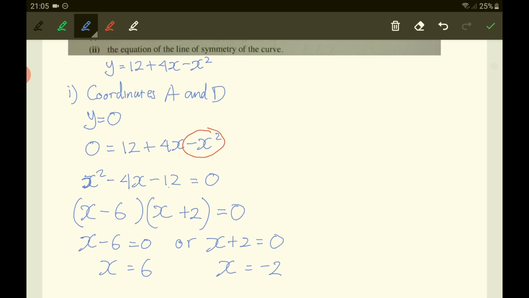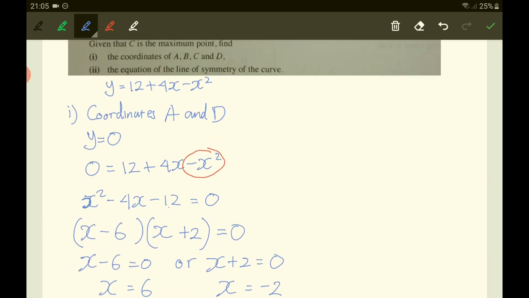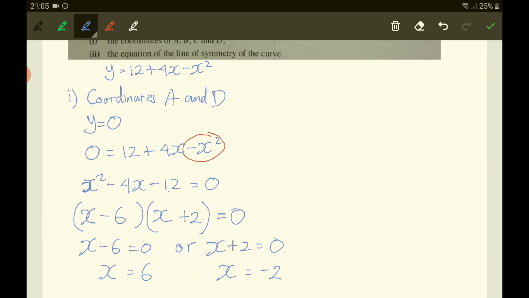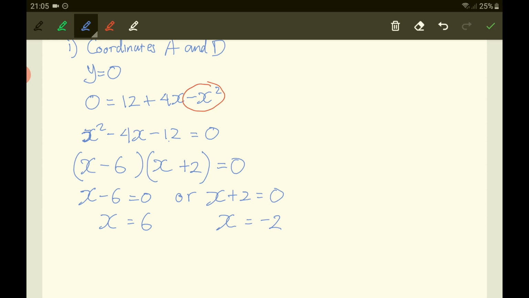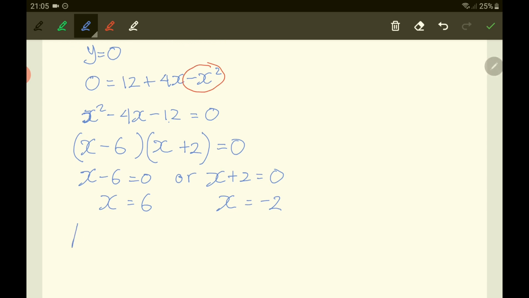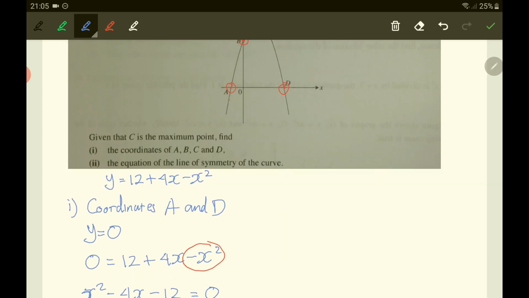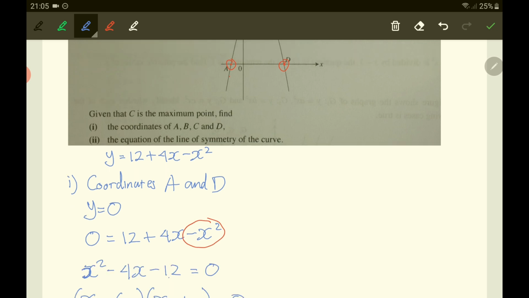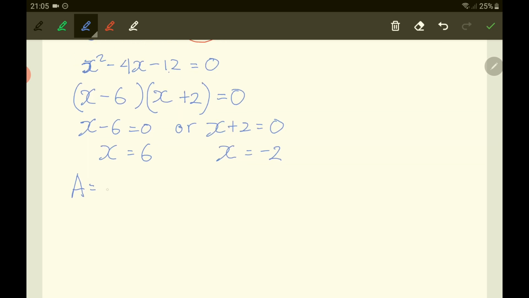So what is the coordinate of A and D then? Okay, coordinates of A and D here. So A here is on the negative side, yeah, so A is minus 2, of course, so this is minus 2 comma 0.